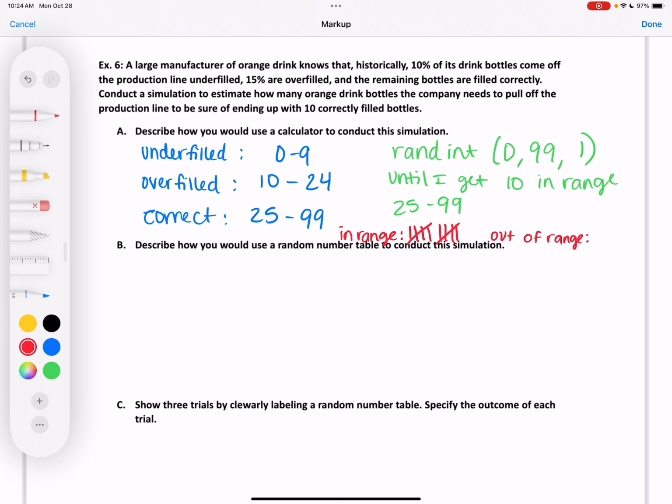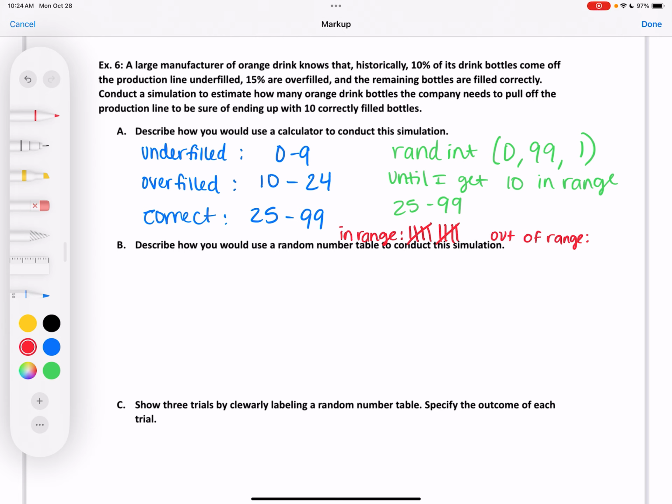Would it have made a difference if instead we used 1 to 10 and then went all the way to 100? Your calculator can do that, but I do it this way because it's the most consistent with using a random number table. On a random number table, they have to have the same amount of digits. But obviously, that's kind of part B, on a random number table we'd have to use 0, 0 through 0, 9, and then the other stuff would stay the same.